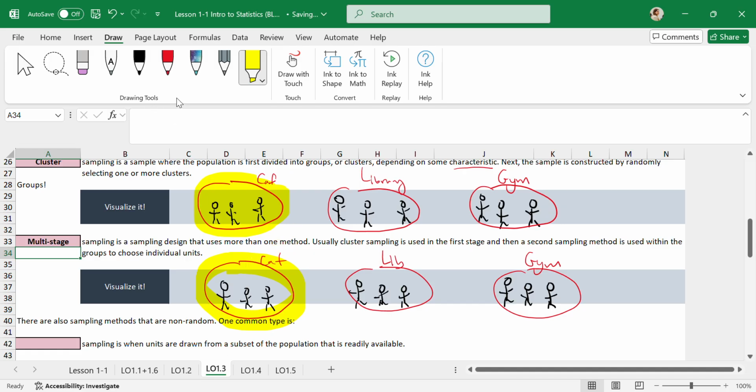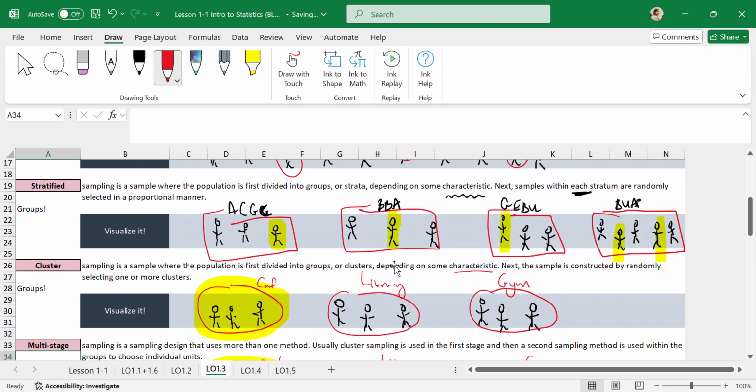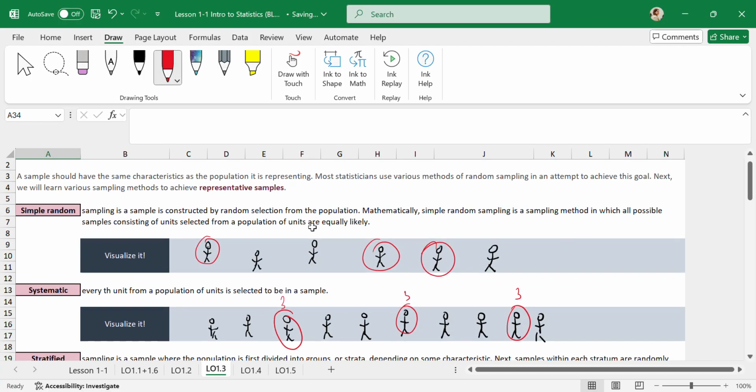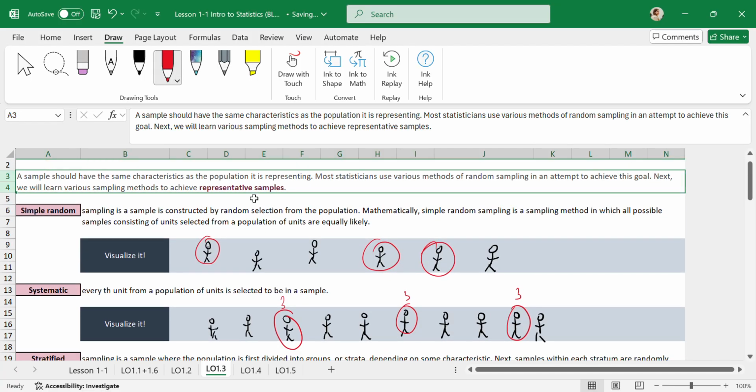So let's say we do a simple random sample. First we do a cluster sample to choose the cafeteria. Then we do a simple random sample inside the cafeteria and choose this person, let's say, to ask our survey. So those are some different methods that all lead to representative samples because they have randomization.